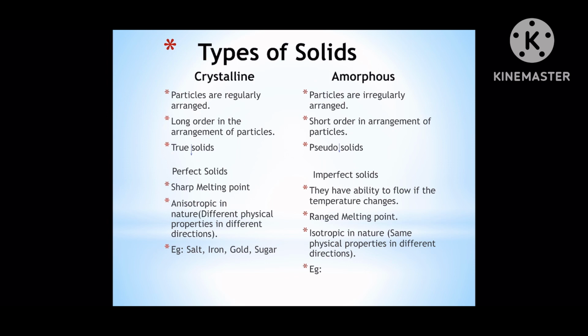Crystalline solids have a sharp melting point, whereas amorphous solids melt over a range. For example, glass has a melting point of 1400 to 1600 degrees Celsius, whereas NaCl has a melting point of 801 degrees Celsius. Crystalline solids are anisotropic in nature, whereas amorphous solids are isotropic in nature. As I have mentioned in brackets, different physical properties in different directions and the same physical properties in all directions, which means they are opposite to each other.